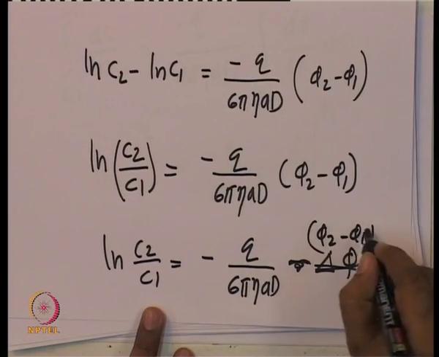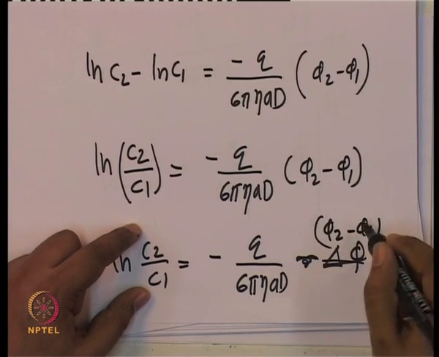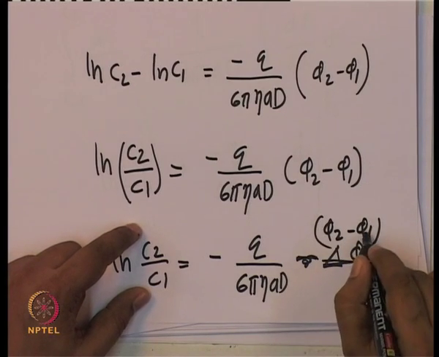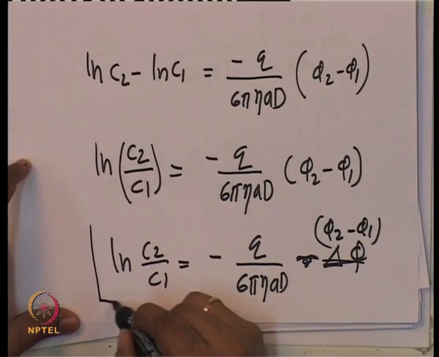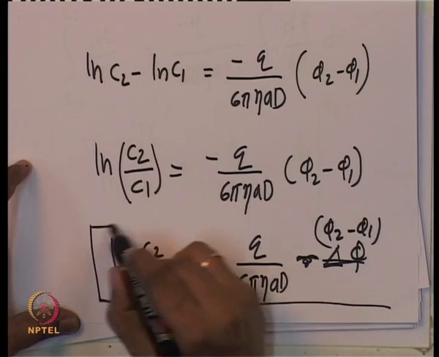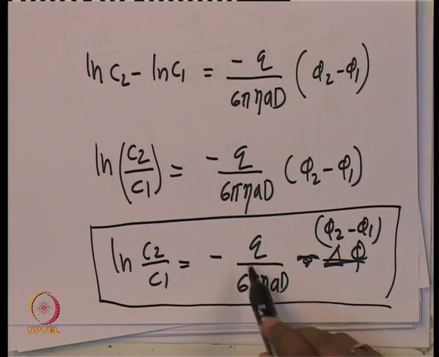So, the change in potential is related to the change in concentration. The difference in potential between the two sides is related to the change in concentration in this particular way. This is essentially the Nernst equation. Now, if you want, I can beautify this constant a bit by substituting something for D.